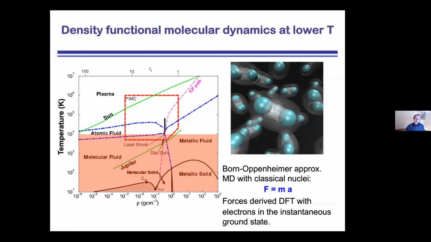So at low temperature, we use density functional theory. There's a little picture here. We have the nuclei. You derive with a large computer code orbitals for these nuclei. And then once you have the orbitals, they provide forces on the nuclei. And once you have the forces, you can solve F equals ma.